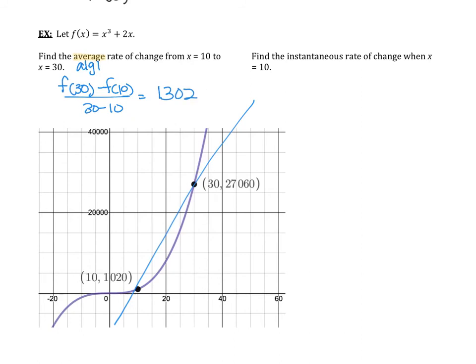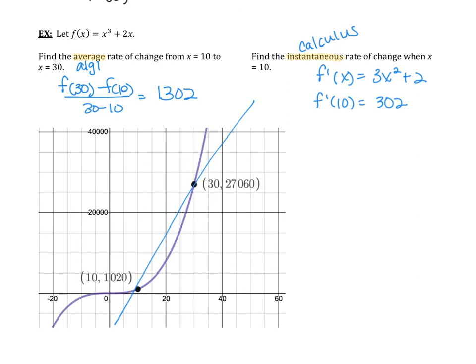Okay, so how is that different than when I'm finding the instantaneous rate of change for when x equals 10? Well, the instantaneous rate of change is my calculus slope. Okay, and I need to then find the derivative of f of x, and we're going to use the power rule. We get 3x squared plus 2. So I'm going to be calculating f prime at 10, and I get 302.